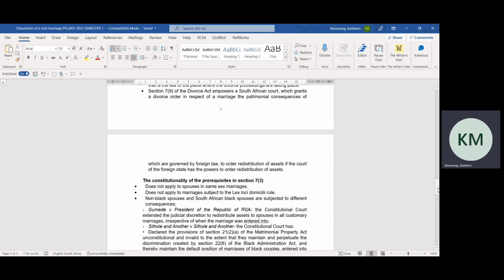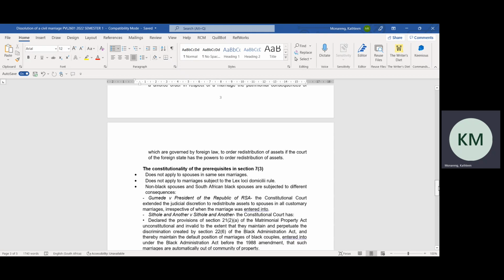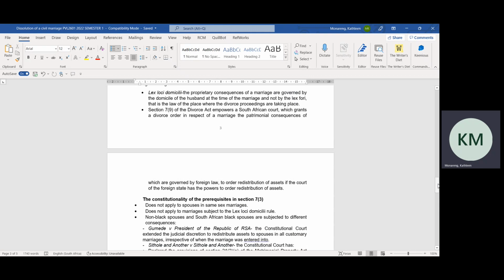But should it happen that in Nigeria they do not have a provision whereby the court can give an order for redistribution of assets, this will mean that the South African court will also not have the powers to order redistribution of assets. So, in short, for a spouse who is married to a non-South African, whether the court has the powers to give an order for redistribution of assets will depend on whether the foreign country has that provision in their laws.